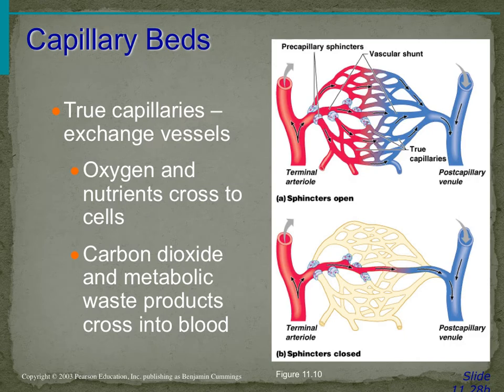Here are the capillary beds. So these are where gas exchange is happening. Oxygen and nutrients will cross out to the cells, and then carbon dioxide and things will cross into the blood. And if needed, blood can be regulated. There are sometimes these little sphincters that can reroute blood to different locations if needed.